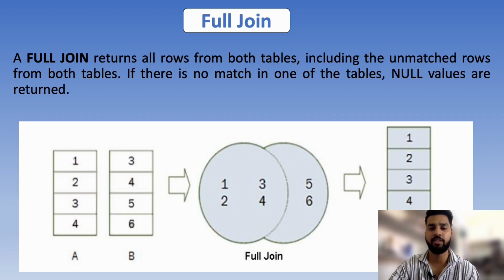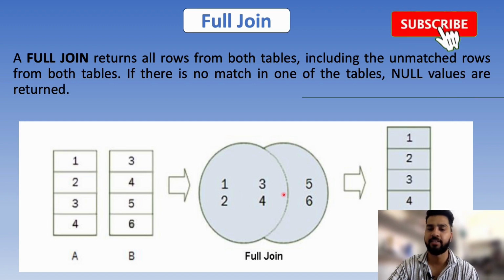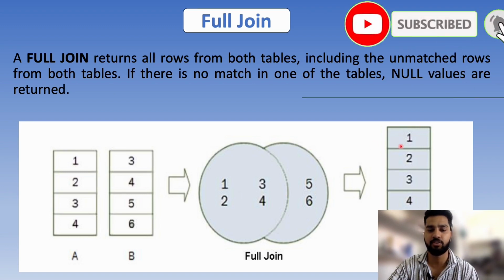A full join returns all the rows from both the tables, including the unmatched rows from the tables. If there is no match in one of the tables, null values are returned. Now a full join is like throwing a grand party, inviting everyone from school and college, both groups. If any friends are in both groups, fantastic. If not, no worries, they will still show.